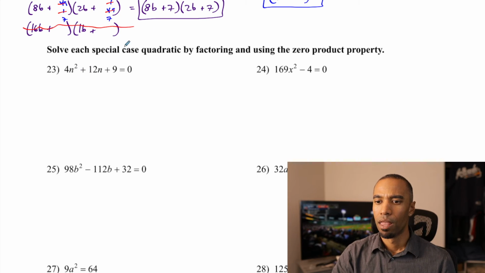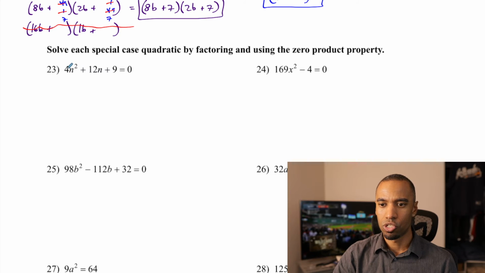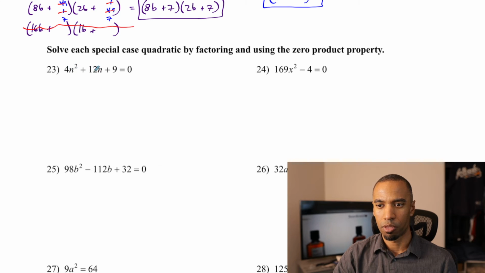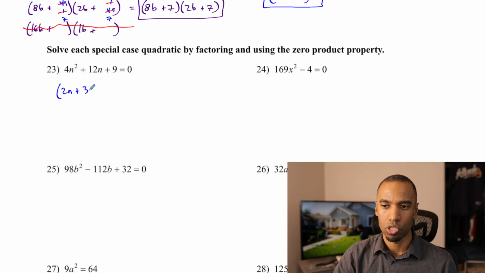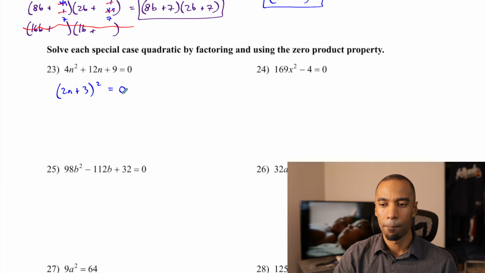Number 23, 4n squared plus 12n plus 9 equals 0. Hey, that's 2 squared and that's 3 squared, and this is double the product of 2 and 3, which is 6, doubled is 12. So this becomes 2n plus 3, quantity squared equals 0.